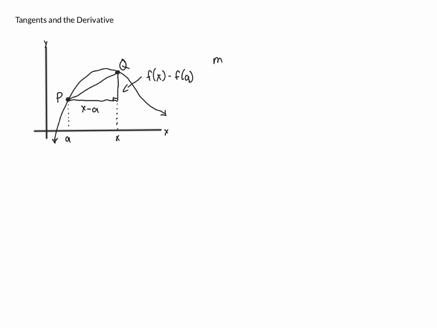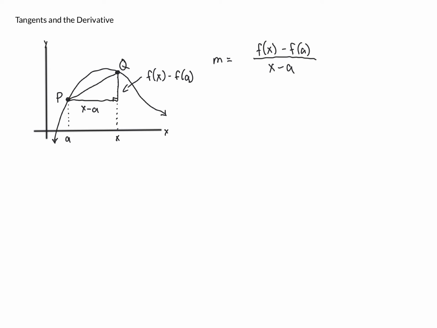So the slope of that secant line, I'm going to leave just a little bit of a space here because we're going to add something in a moment, is going to be the rise, which is f of x minus f of a, the difference in the function values, over x minus a, the run. And that is the slope of the secant line that we have here going between P and Q.